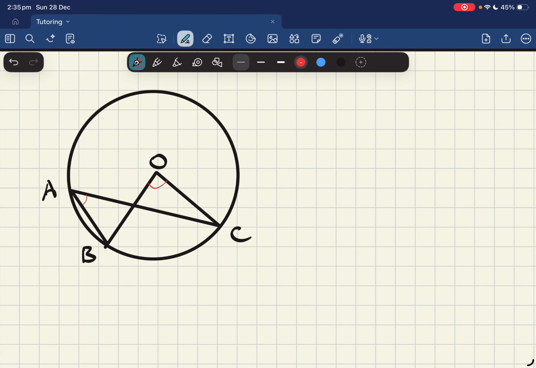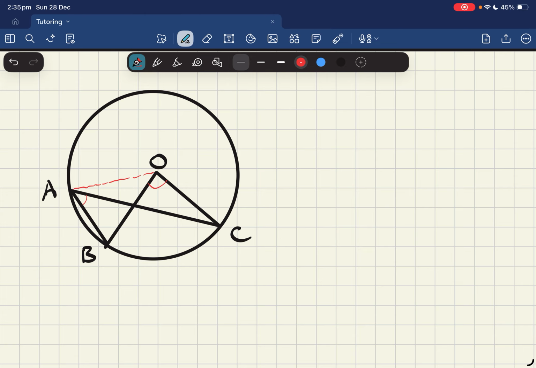Because remember, these are still sharing the same arc BC, but we're trying to prove that this one, the one at the center, is twice the angle at the circumference. Now, I won't be as formal with the proof, just so we can get through it a little bit quicker, but feel free to pause this video and try to do it on your own.